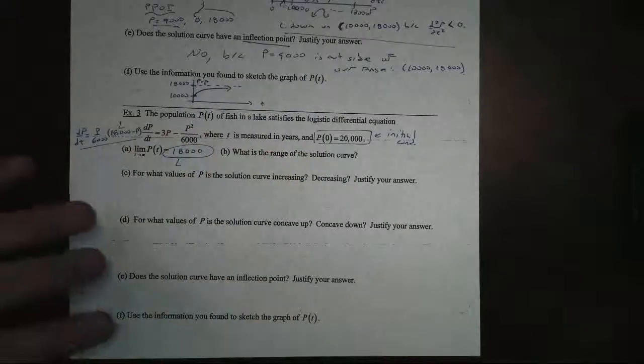Now, again, I'm going to write out my formula. By factoring it, dP/dt, I get P over 6,000 times 18,000 minus P. That doesn't change. Remember, this is my carrying capacity, that 18,000. So the most the population will ever be, as time goes to infinity, is 18,000 fish in that lake.